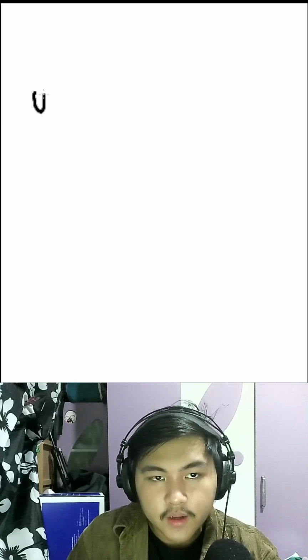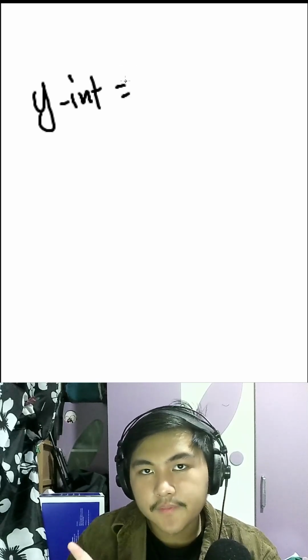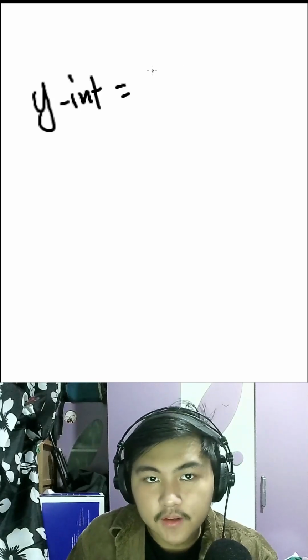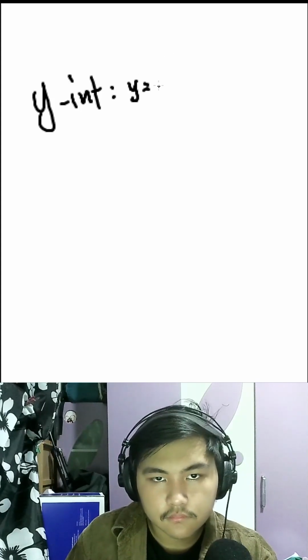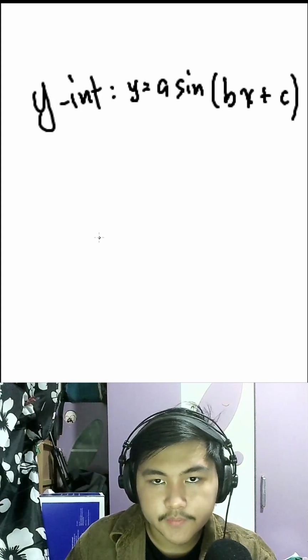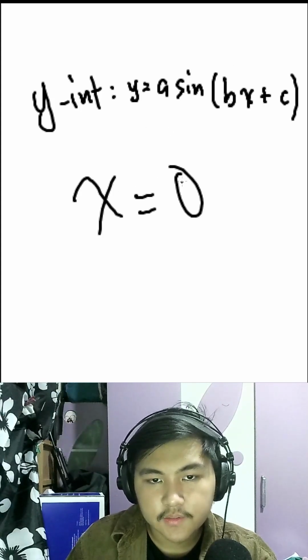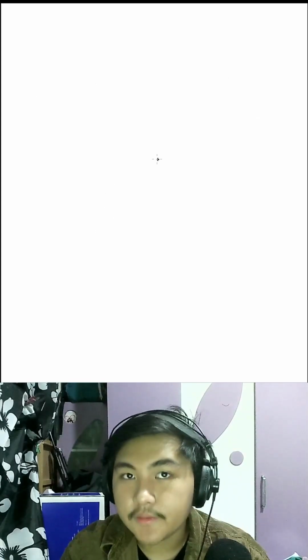Now, the y-intercept only changes if you have a horizontal shift, which means adding c to the inside of x. To get the y-intercept, all you have to do is substitute x equals 0. That's all you have to do. Substitute x equals 0.